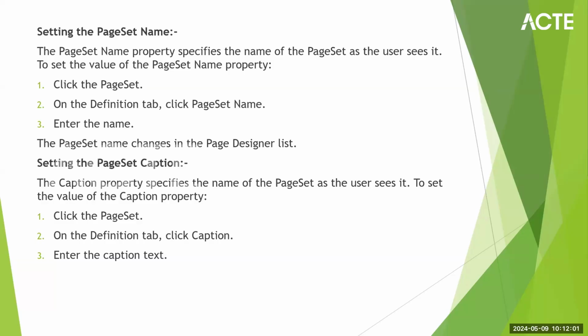Setting the page set caption. The caption property specifies the name of the page set as the user sees it. To set the value of the caption property, click on the page set. On the definition tab, click caption and enter the caption text.